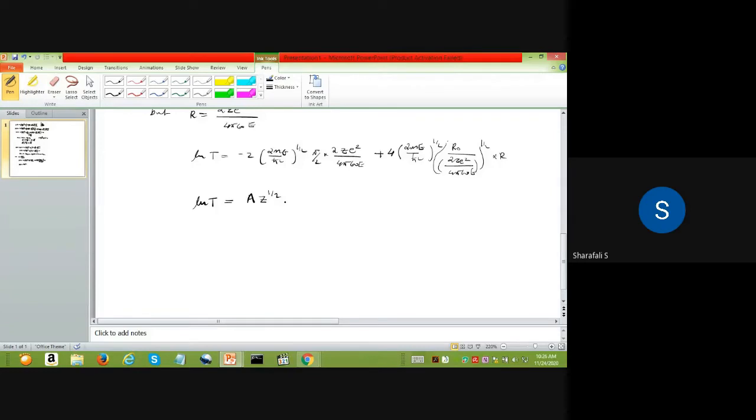Okay, so z terms. You have to substitute this value also. I did here. You can substitute this r. Forget to do that. Here also you will be having 2z e square by 4 pi epsilon 0 e.